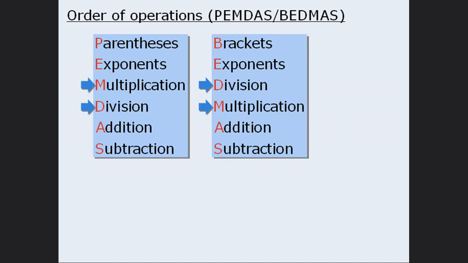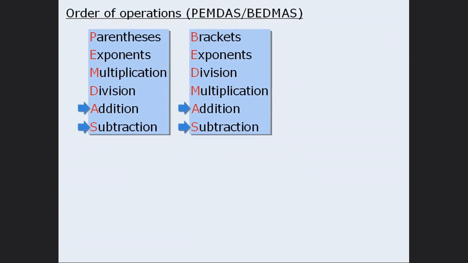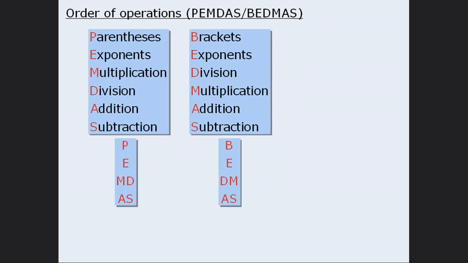In actuality, multiplication and division are on the same level of the hierarchy. Likewise, addition and subtraction are also on the same level. So a better way to display these rules is as follows, with multiplication and division on the same level, and addition and subtraction on the same level.